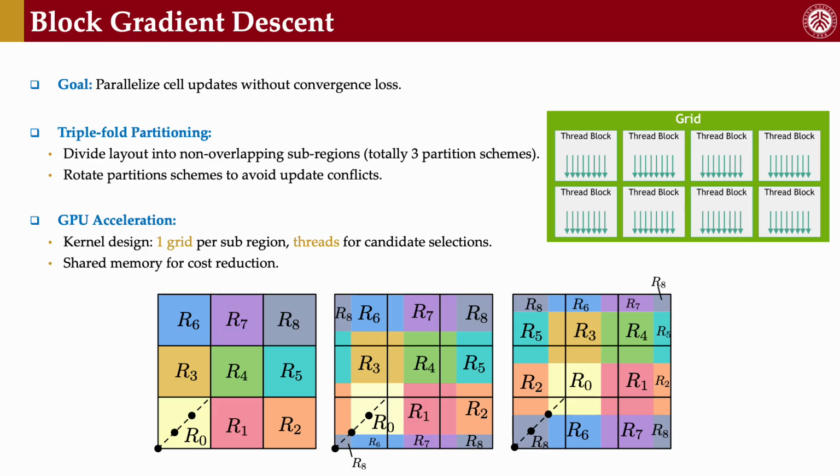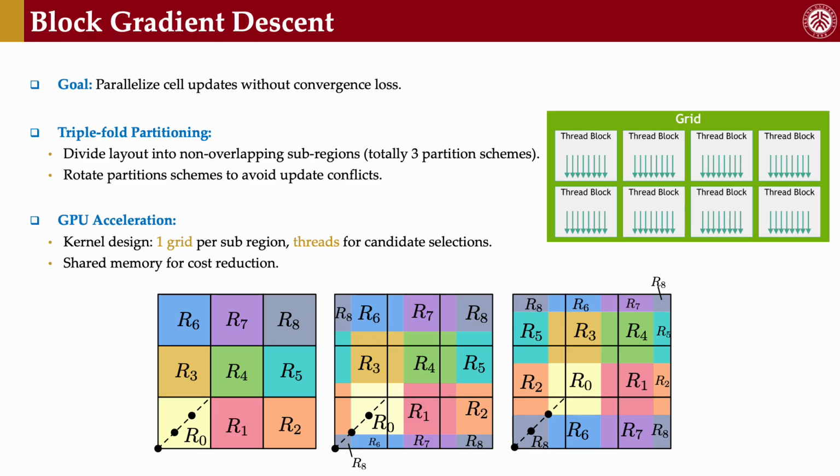We use triple-fold partitioning to divide the layout into non-overlapping subregions. Each subregion has a corresponding cell subset, and we update cells within each subset in parallel. By rotating the parallel scheme, we ensure that all cells have the opportunity to be updated. This approach, combined with GPU acceleration, significantly speeds up the legalization process.